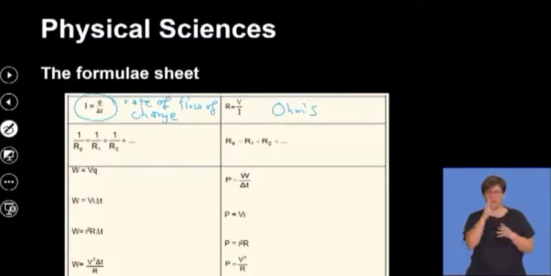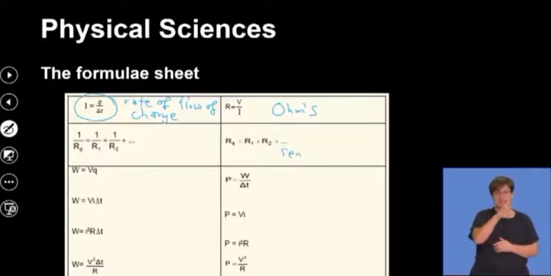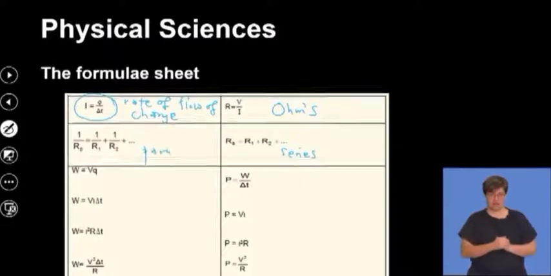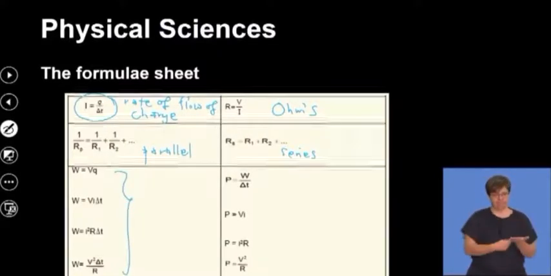We know this is the formula that we use to calculate total resistance in a series circuit, while the other one is for a parallel circuit. And then the issue with energy, which you would have discussed as far as power is concerned. This has got to do with energy.